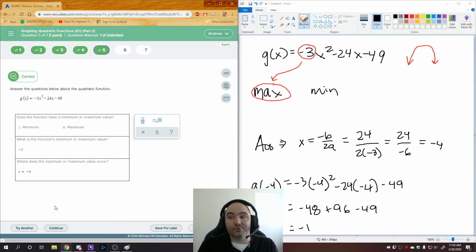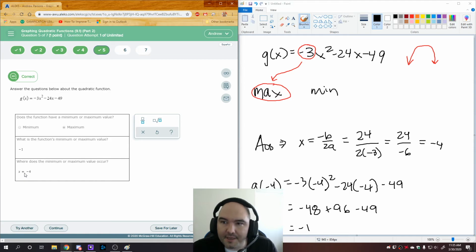Okay, so let's review that. Let's review those steps. So step 1. Maximum or minimum depends on what the a value is. In my case, it's negative, which means the graph is upside down, which means it has a maximum. If it had been a positive number, I would have said a minimum, which is the normal setup, I guess.